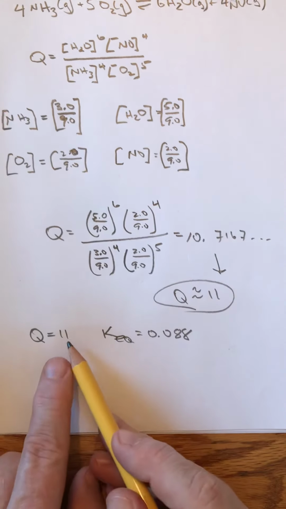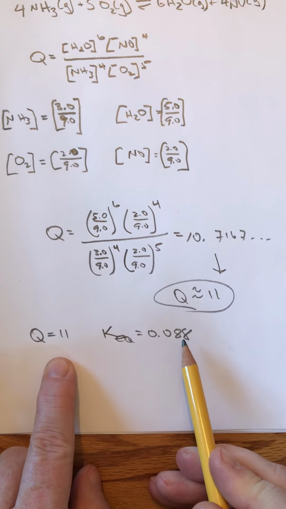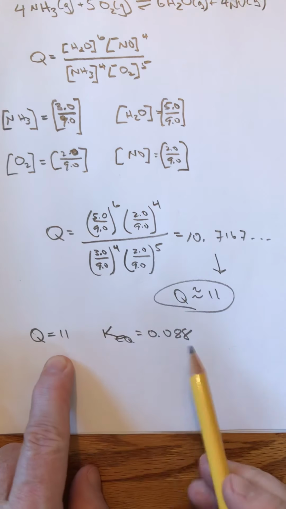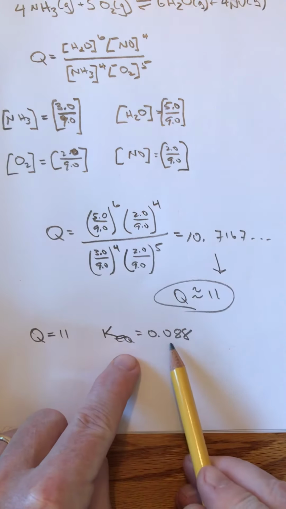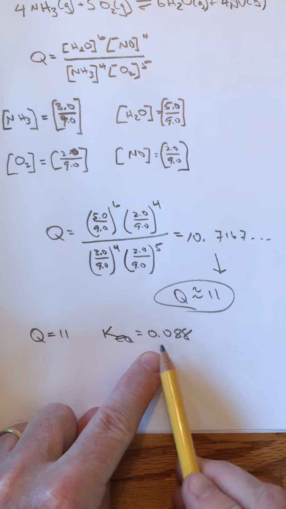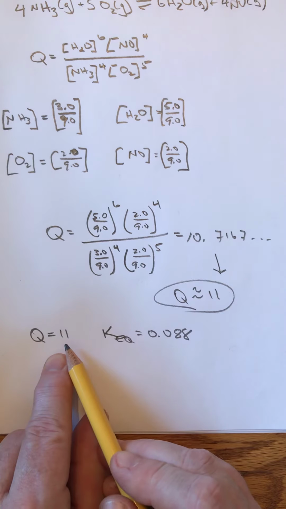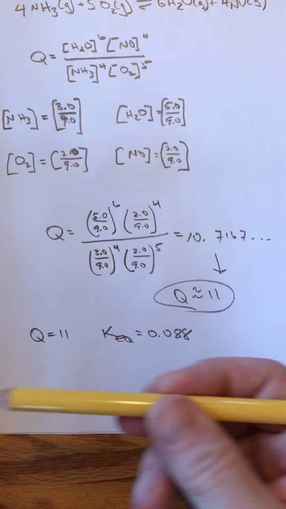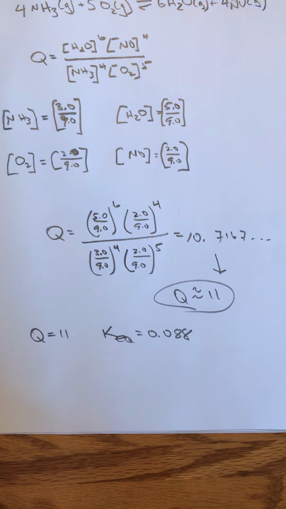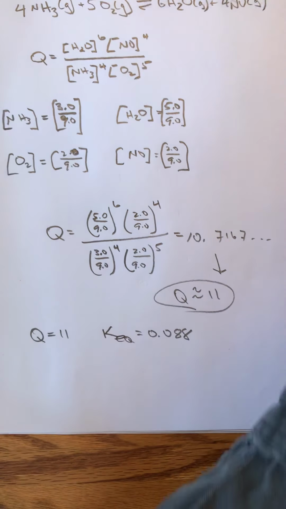Now, that's a lot bigger than that. You've got a lot more product. When you're done, KEQ says, well, I have a number less than 1. I want more reactant than product. And Q says, I've got 11. I've got a lot more product than reactant. This system is going to go back toward the reactant side. So, is the system at equilibrium? Absolutely not.